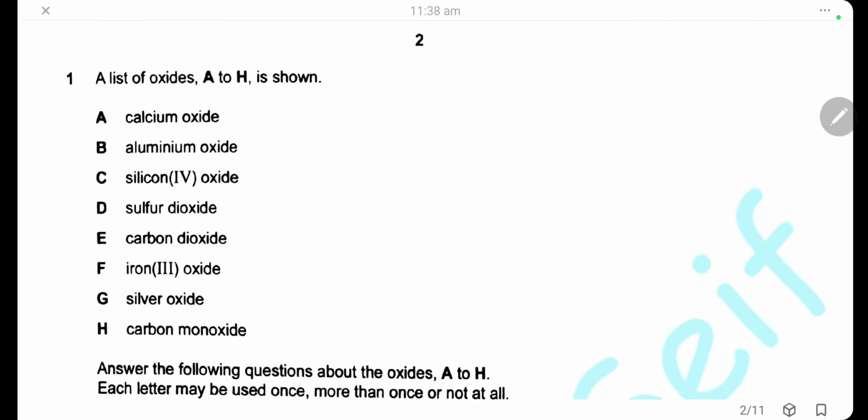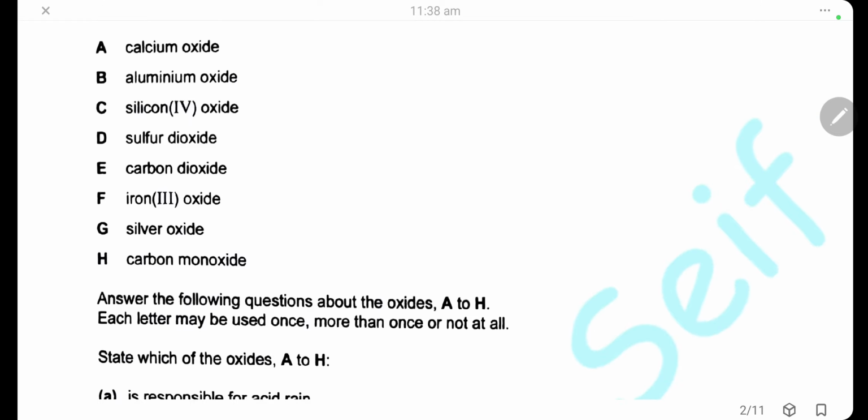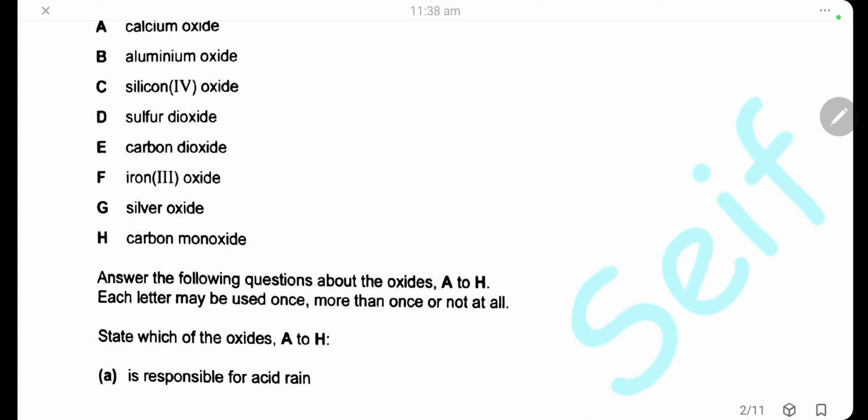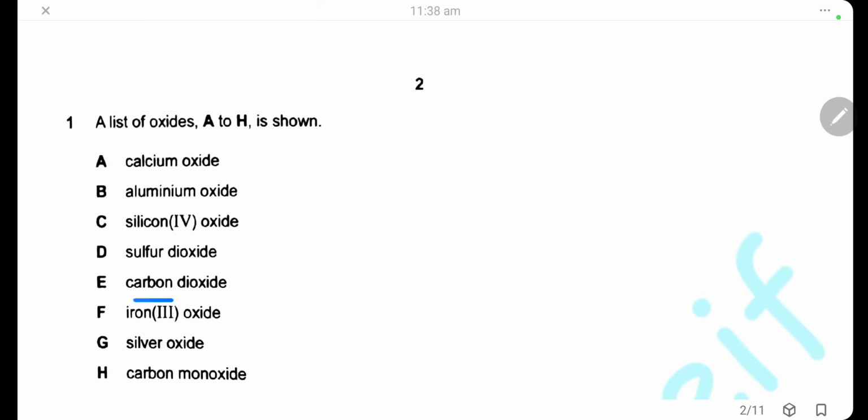Question 1. A list of oxides A to H is shown. Answer the following questions about these oxides using these letters. Each letter may be used once, more than once, or not used at all. First one, oxide responsible for acid rain. We have sulfur dioxide. Because it's an acidic oxide, it will dissolve in the rainwater to give acid. So the answer will be D.